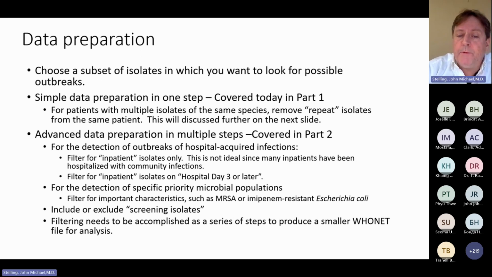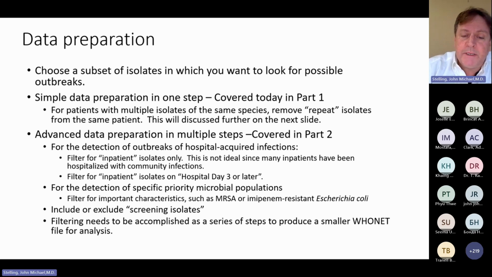Another way to do filtering is to look for priority microbial subpopulations. For example, instead of looking for outbreaks for Staphylococcus aureus in general, we could look for outbreaks specifically in MRSA. Or instead of looking at all Escherichia coli, we could focus specifically on imipenem-resistant Escherichia coli. You can decide whether or not you would like to include or exclude screening isolates.